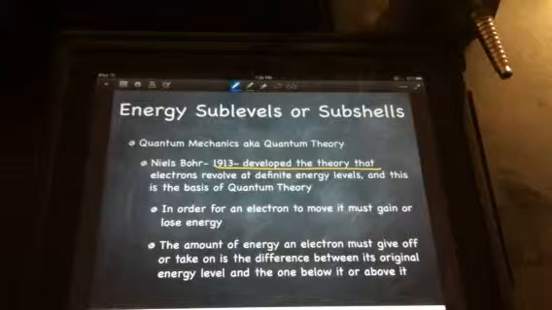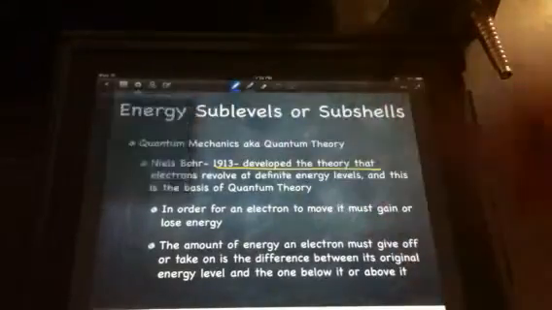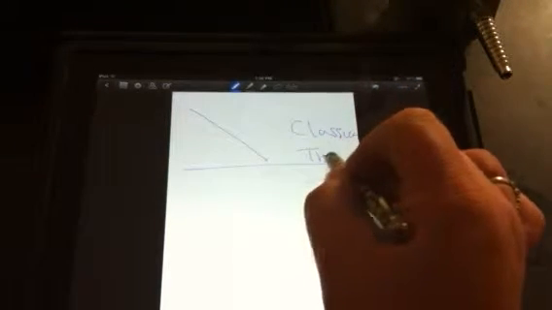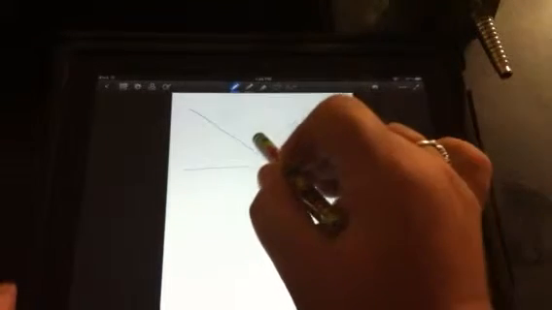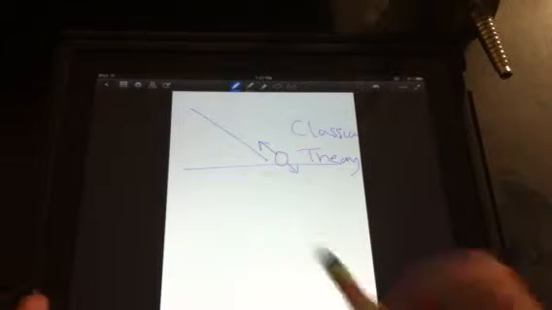Niels Bohr developed a theory that electrons revolve in definite energy levels called quantum theory. Okay. I love this image that one of my professors gave us. He said classical theory is like a ramp. Okay? So this is classical theory. This is what Rutherford came up with. And so my little electron can go up or down the ramp however it wants to do. But Bohr said, no, that's not right.